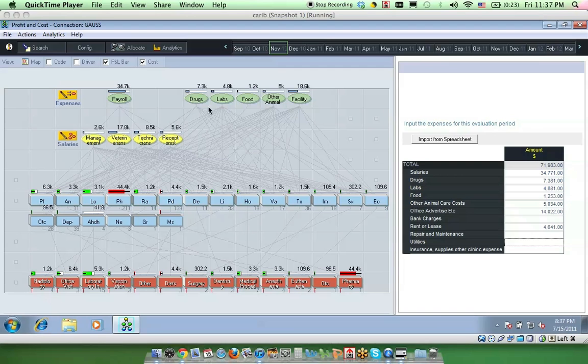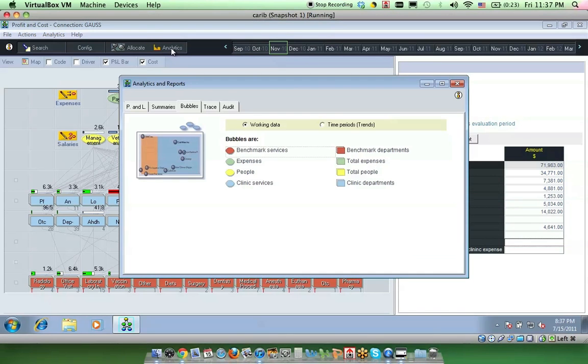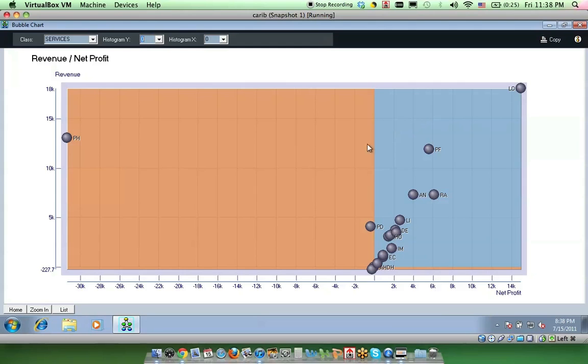So I'm going to go back up to Analytics, click on Analytics, and in the prior video we had done summaries. Now we're going to click the Bubbles tab. Let's look at the clinic departments, and I'm going to click on Revenue versus Net Profit. And clicking on that brings up this screen, and here we have on the y-axis overall revenue for a particular Intravet department, and whether these departments are profitable or not.